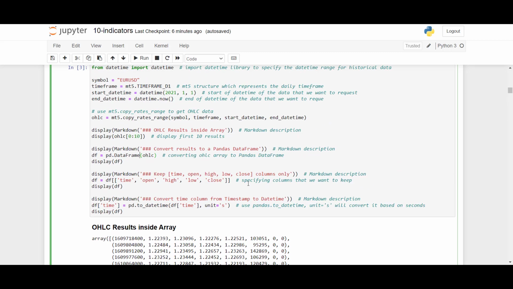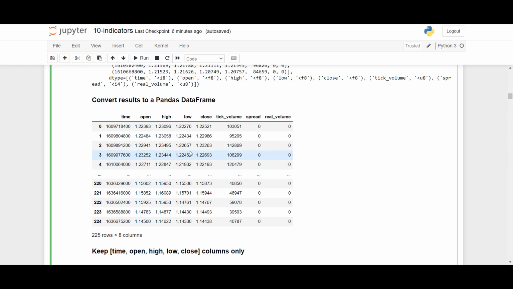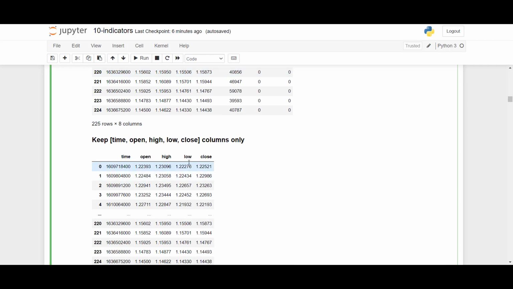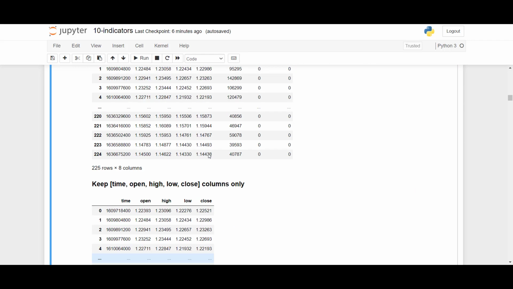Then we want to drop some columns. For this video, we will only need time, open, high, low, close. So the other columns can be dropped, and we do that by simply specifying the column names that we want to keep. And the resulting DataFrame looks something like this.